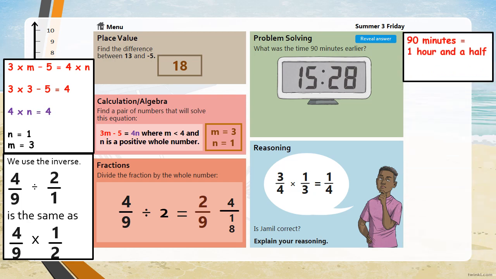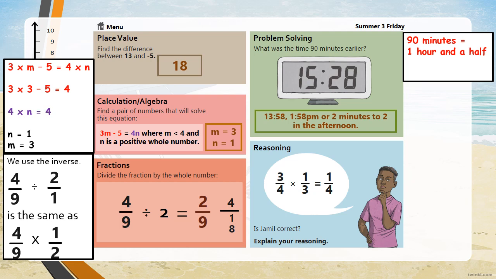So an hour earlier would have been 14:28, sorry. And then half an hour earlier than that, you'd need to take that away, and you would get the answer 13:58. You might also have written that as 1:58 p.m. or 2 minutes to 2 in the afternoon.